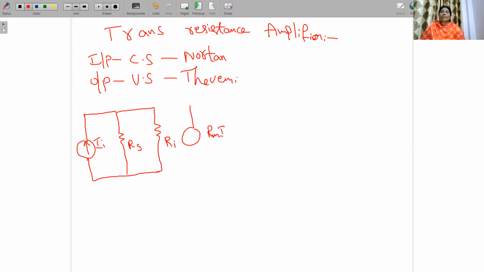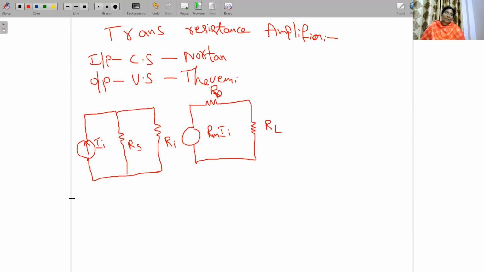Rm into IA represents the current source, in series with resistance R naught, and then it is connected to the load resistance RL. So here I have to represent R naught, RL, Rm.